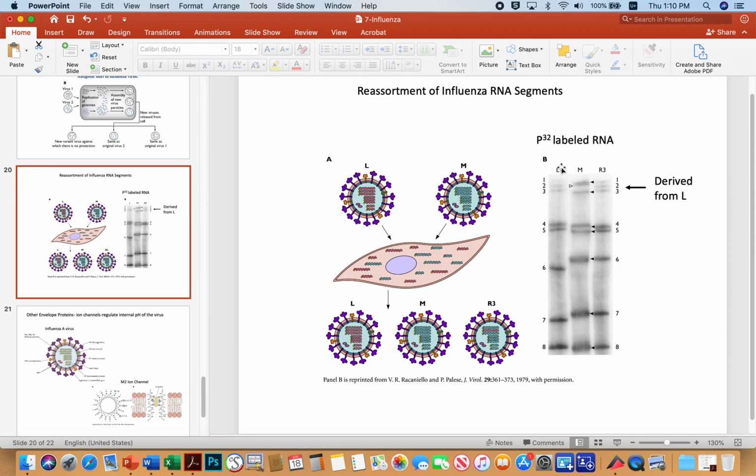So the L strain has this particular pattern for the different pieces of RNA that occur in the virus. The M strain has this particular pattern, and then you look at the recombinant strain, and instead of having 1, 2, 3, or 1 and 2, this one actually has a third band in there that represents a hybrid between these two. But all the rest of it lines up pretty well. And so this is just an example.